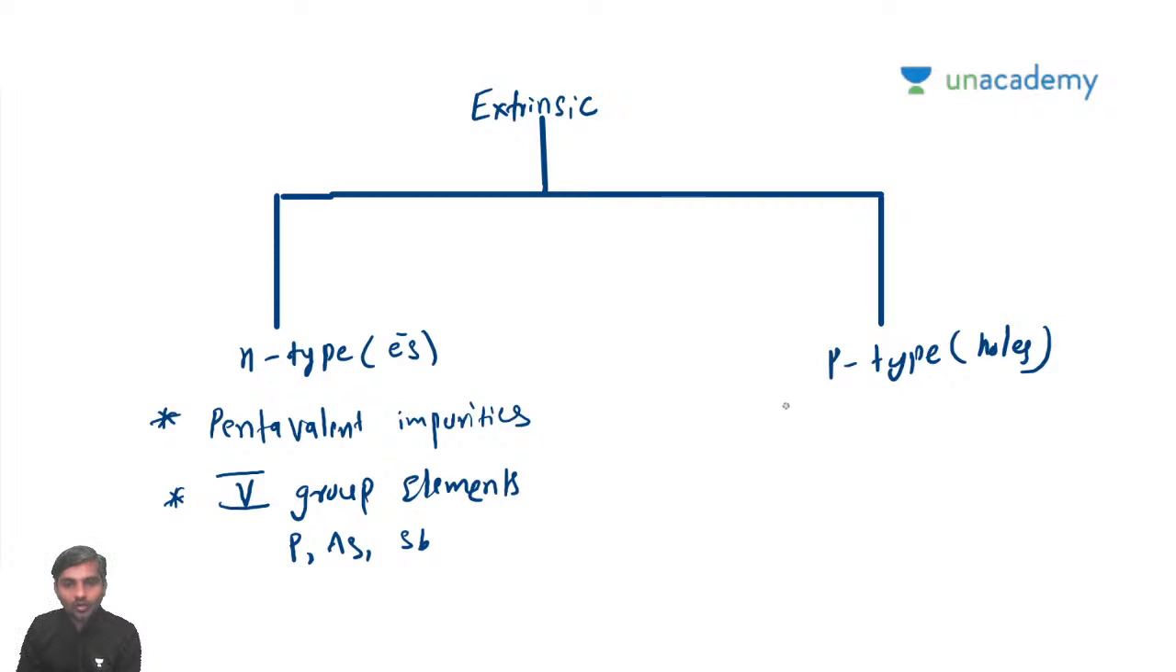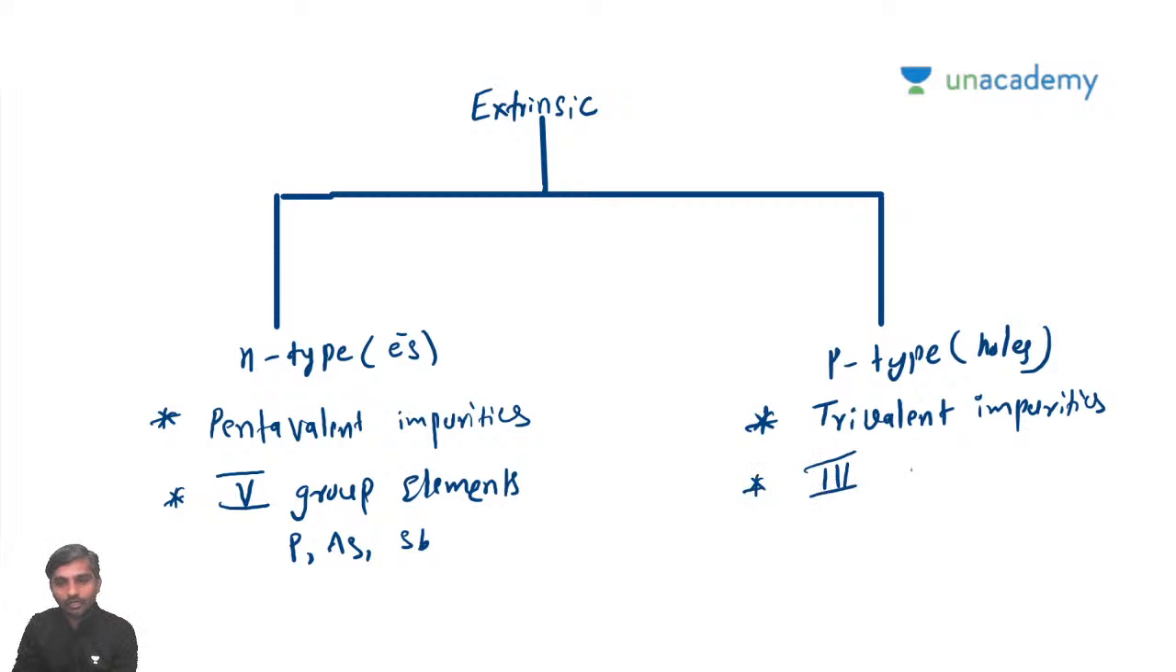Then what do you mean by P type? How will you create P type? P type is created by adding trivalent impurities. Which group elements will help? The third group elements. What are the third group elements? Boron, aluminium, gallium, and indium.